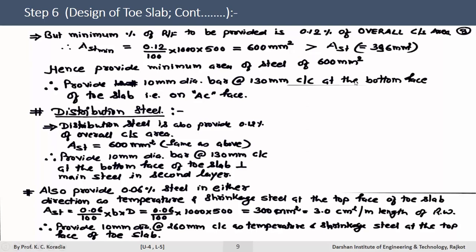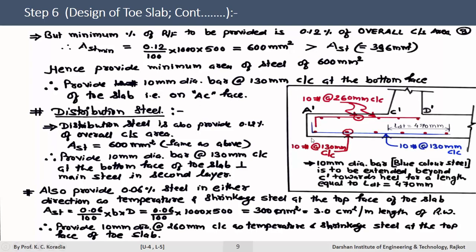This steel is to be provided at the bottom face of the slab, i.e. on AC face. This is your AC face. This is the bottom face. This blue reinforcement is our main tensile reinforcement, which is of diameter 10 mm and is placed at 130 mm center to center. This 10 mm dia bar, represented by the blue line, is to be extended beyond C dash towards the heel for a length equal to its development length, which is 47 cm or 470 mm, derived from Table number 65, page number 184 of SP16.